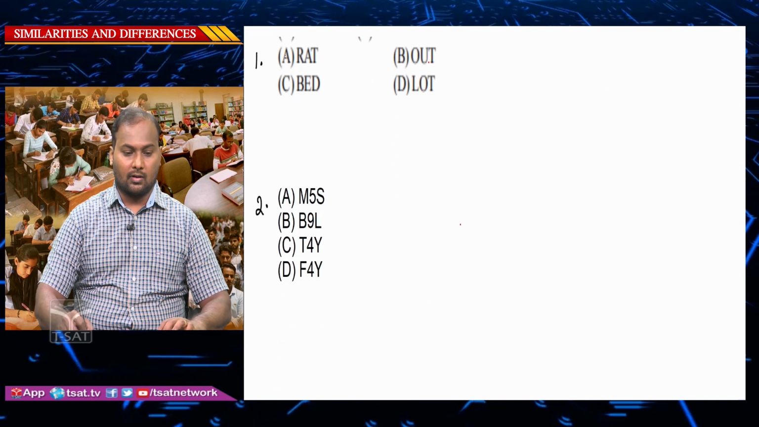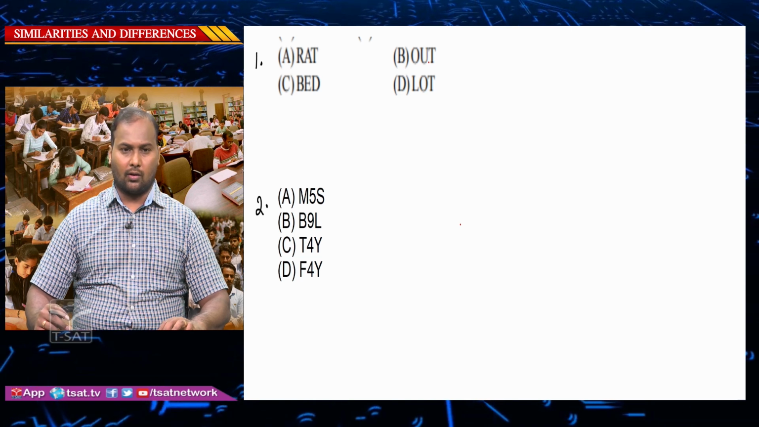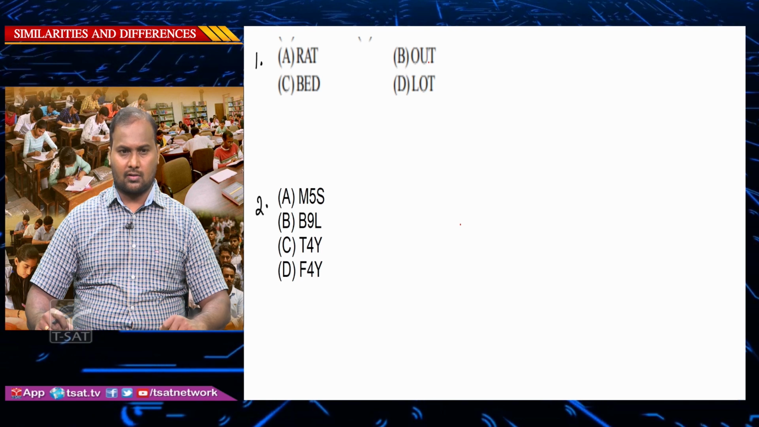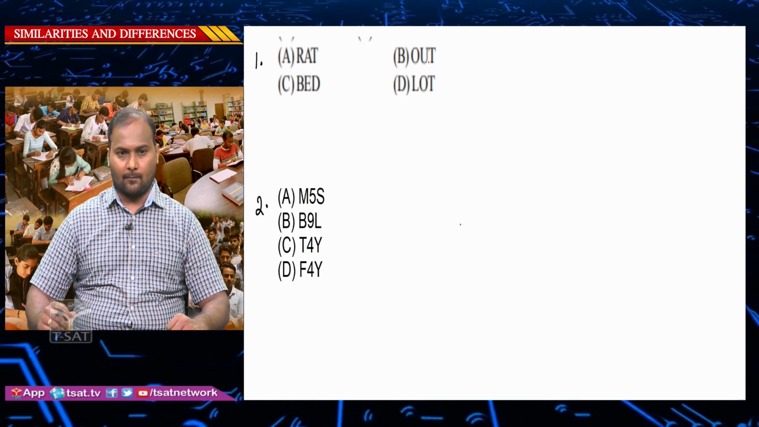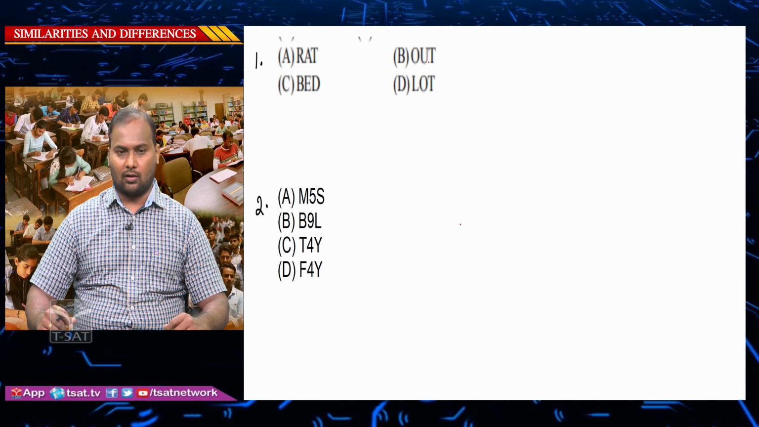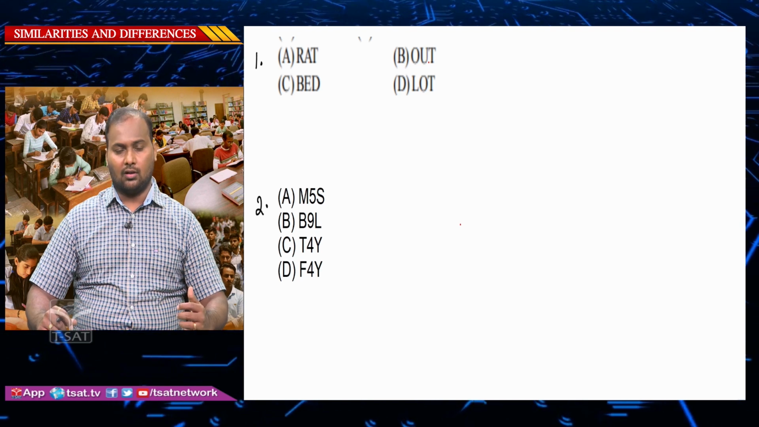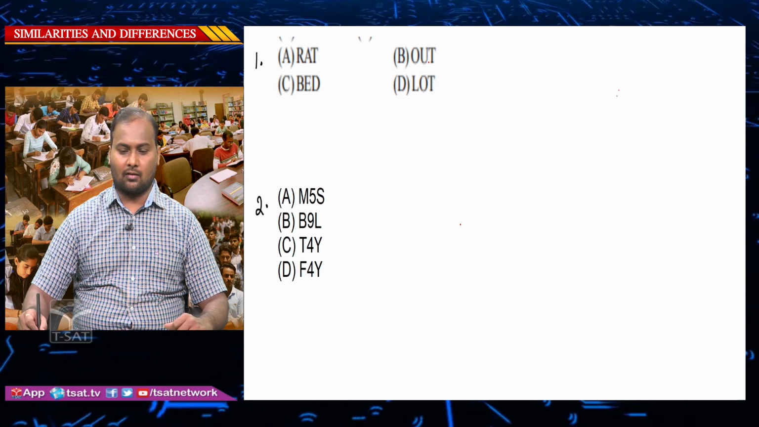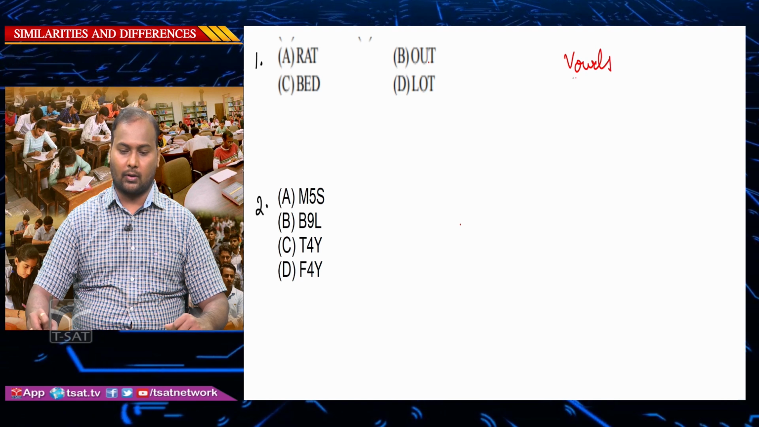For example, if you see this question: RAT, OUT, BED and LOT. Whenever you see these types of questions, if you see the words, these words are already known to us. Whenever he is giving a word that we know, the student should always first check the vowels and consonants. This is very, very, very important.